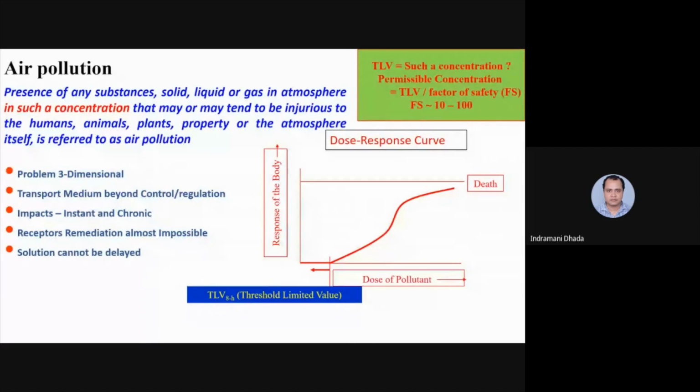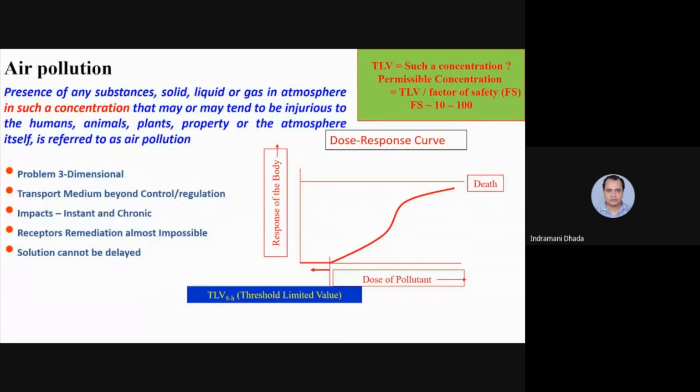Suppose if a certain high concentration is released in a very short while, that may impact very instantly. And sometimes if the pollutant is gradually emitting from stacks or any other sources, that may have a long-term effect, and that may come up with a chronic disease. Okay. And at the receptor or medium, it is almost impossible to control those pollutants.